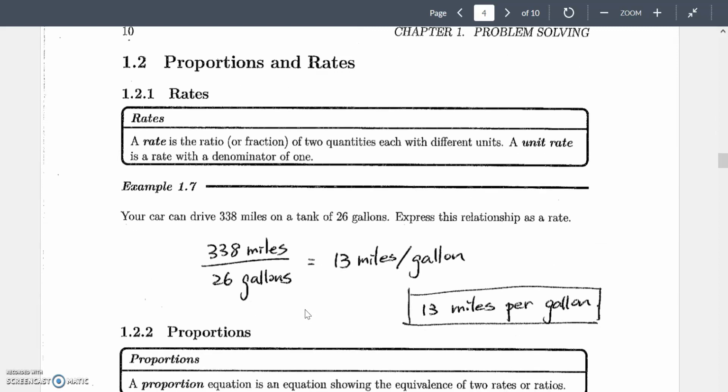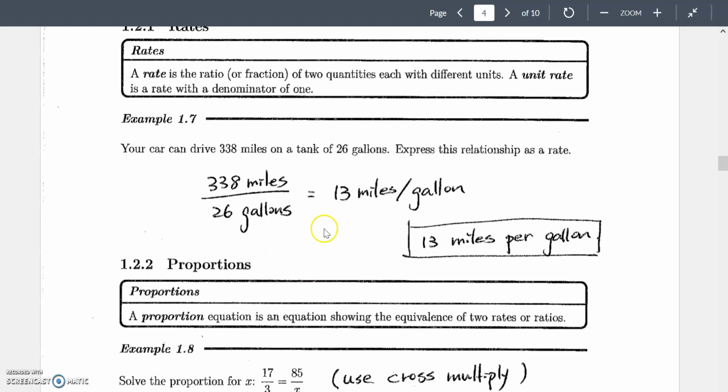Okay, in chapter 1.2, we're looking at proportions and rates. A rate is a ratio, which is also known as a fraction, of two quantities, each with different units. For example, we're all familiar with miles per gallon. If you can drive 338 miles on a 26-gallon tank of gas, then the miles per gallon will be 338 divided by 26, so it's 13 miles per gallon.